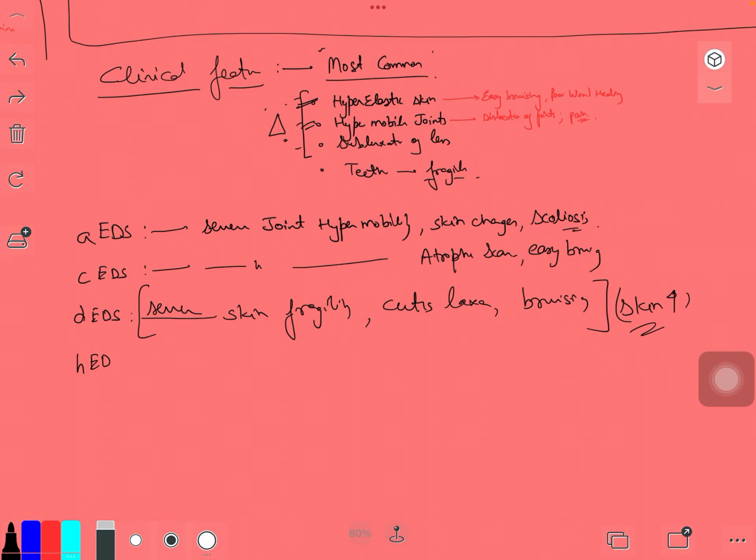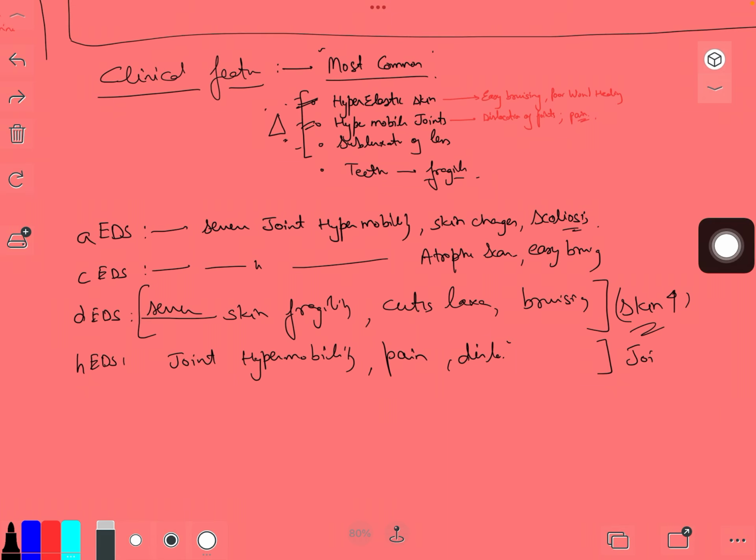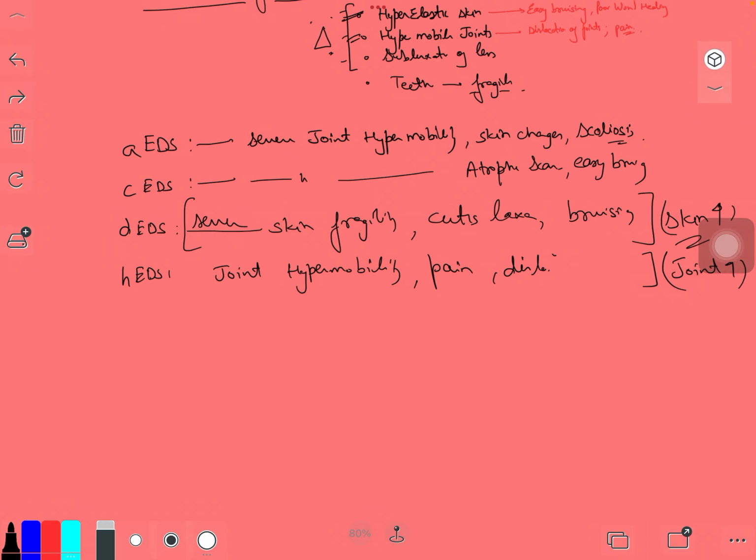The H type focuses more on joint. So joint hypermobility will be seen. And because joint is involved, so pain and dislocation will be common. Dislocation. So as you can see, this type focuses more on joint.